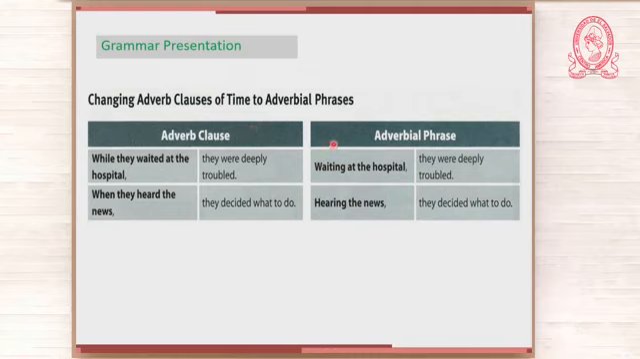Let us see what we have here. Waiting at the hospital, they were deeply troubled. No subject, no they, verb in the ing form, but something else has disappeared. What is it?